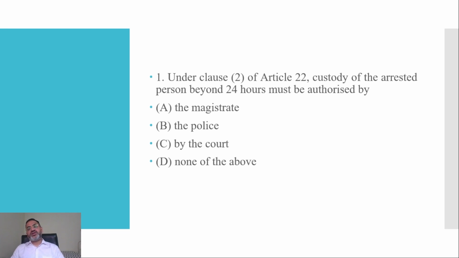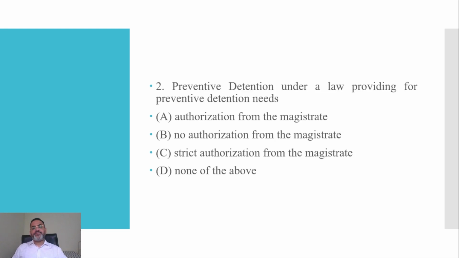Under Clause 2 of Article 22, custody of the arrested person beyond 24 hours must be authorized by the magistrate. Note that arrest may not be authorized, but the custody beyond 24 hours of an arrested person has to be authorized by the magistrate. So option A is the right answer.